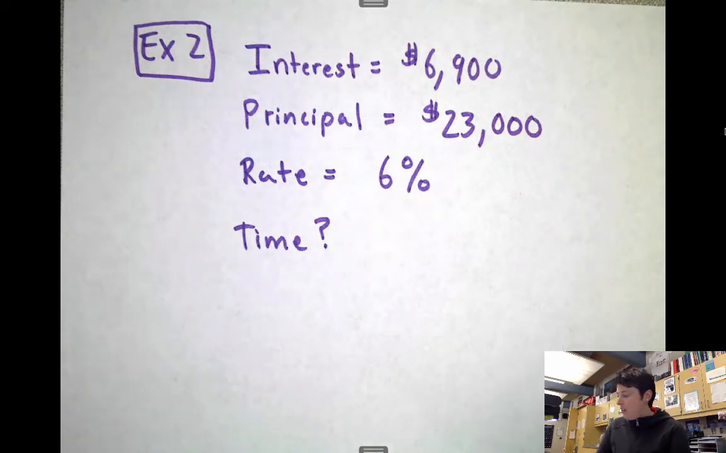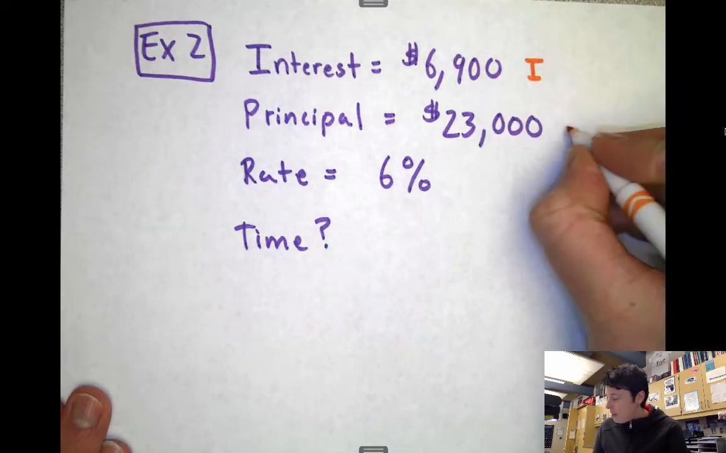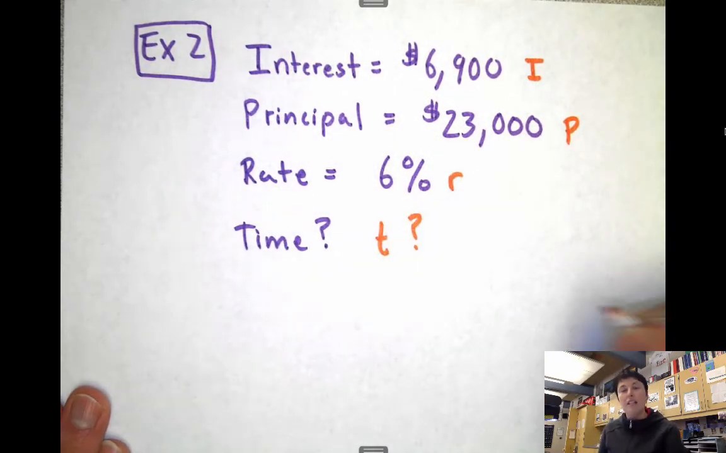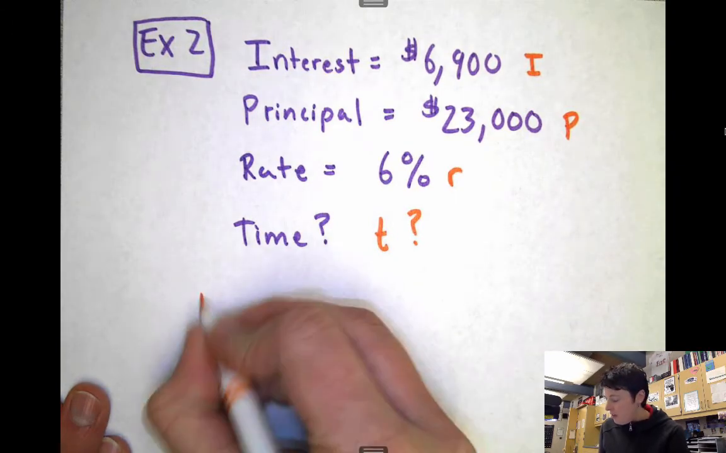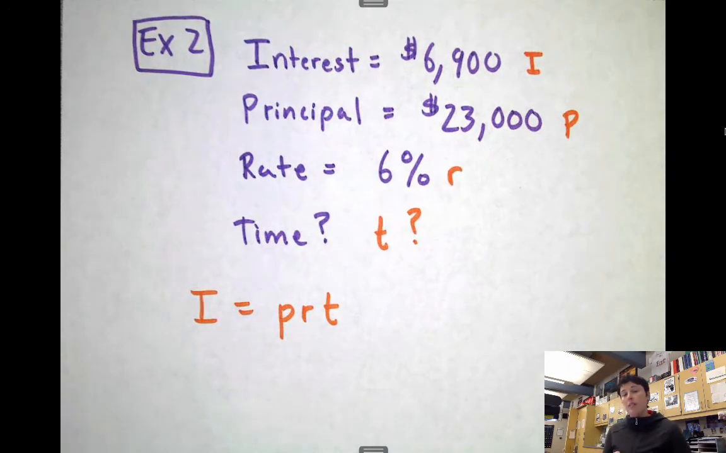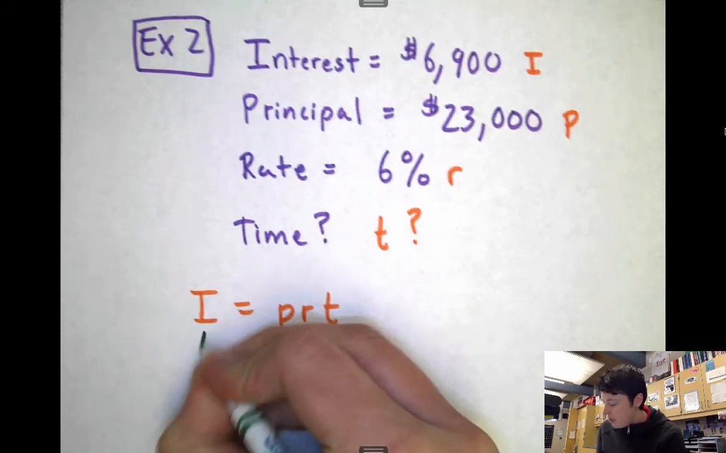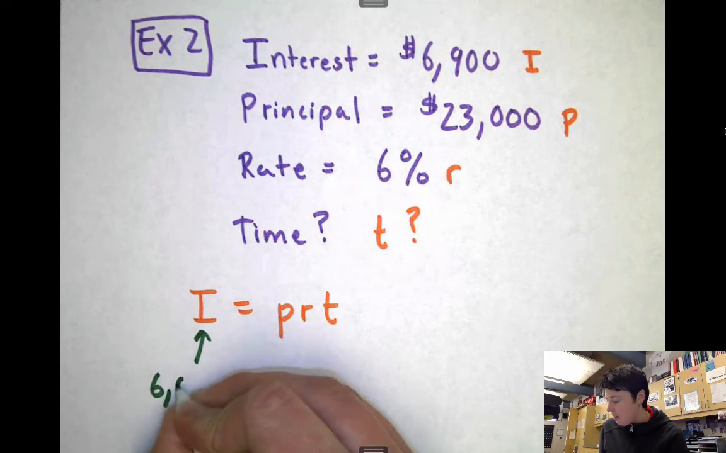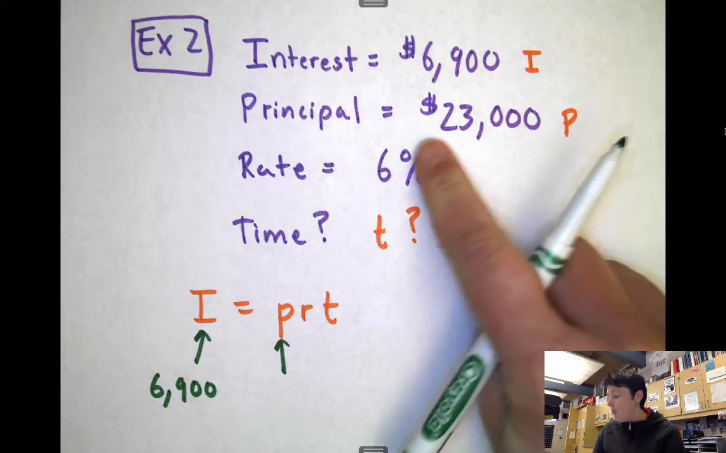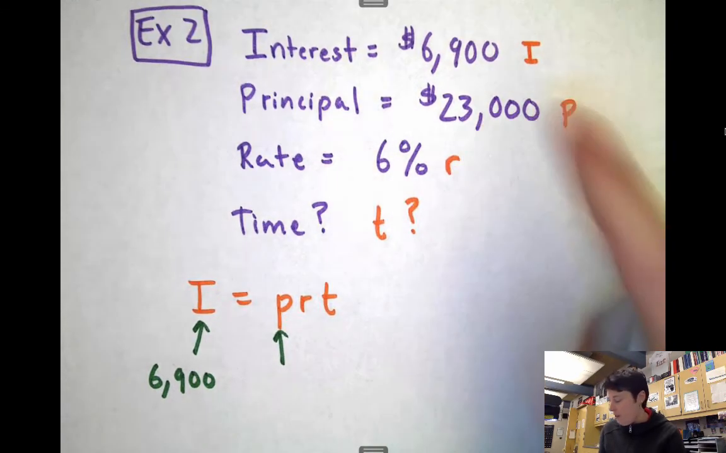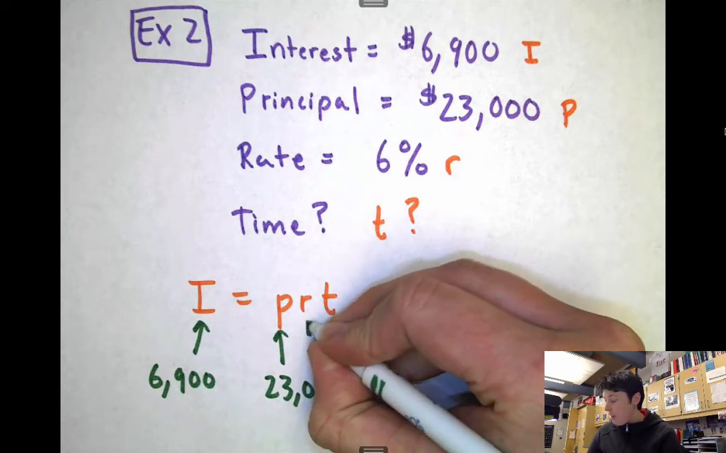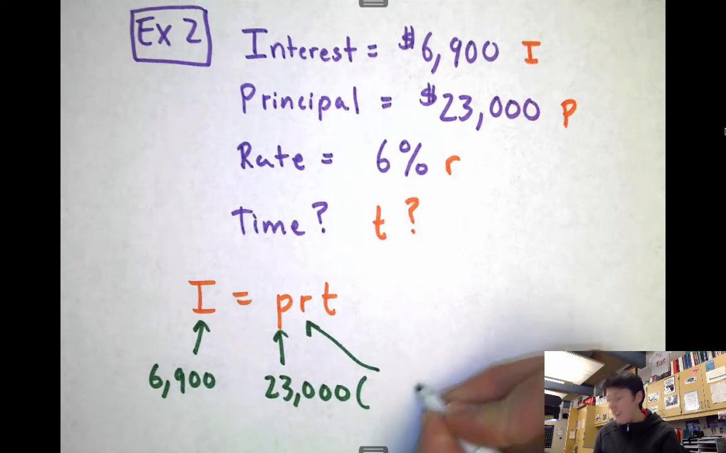What's your time? So here's your I, here's your P, here's your R. The question is what's the T? That's the missing variable this time. So think of our formula, I equals PRT, and let's replace it with the things we know. We know that the interest that you paid was $6,900. We know that the principal you paid, you borrowed a $23,000 loan. So $23,000 of principal.